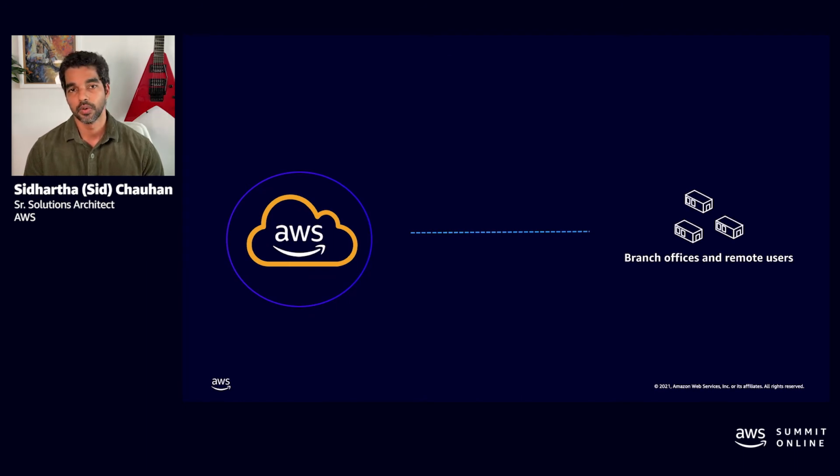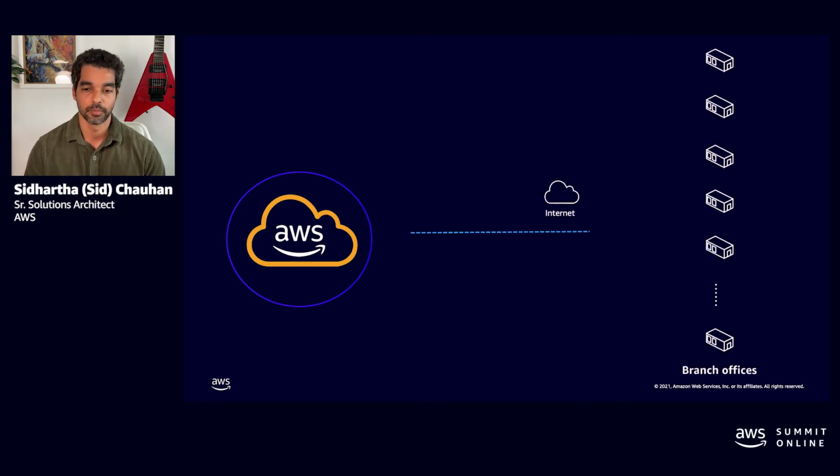Now, we saw how connectivity can be established to your data centers. Now, let's jump into branch offices and remote users. Let's start by talking about branch offices. The unique thing about branch offices is there are a larger number. Every enterprise organization has strategically placed branch offices in different cities across the globe. New York, Seattle, London, Singapore, India, Mumbai, Bangalore, you name it. 50, 100, even thousands of branch offices.